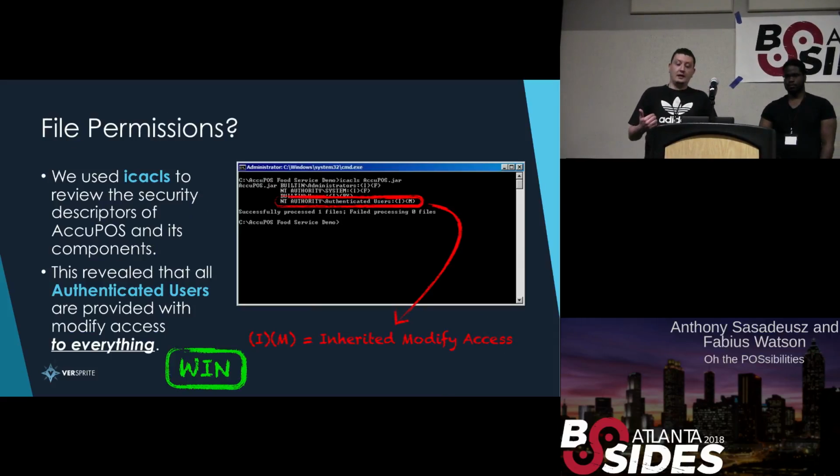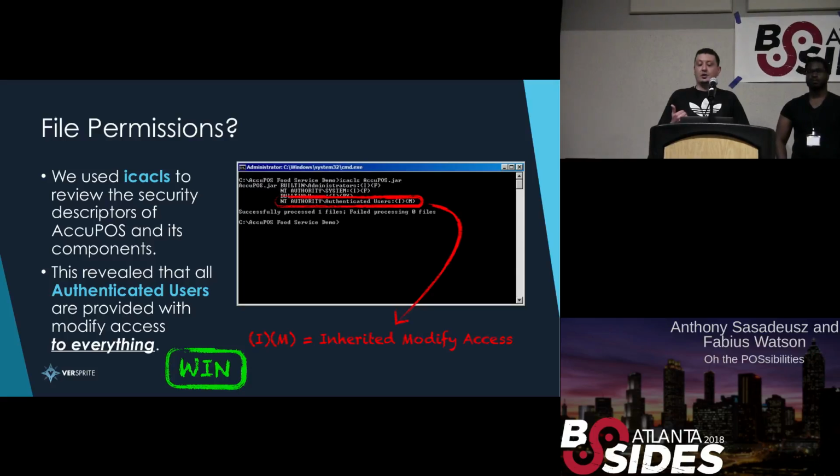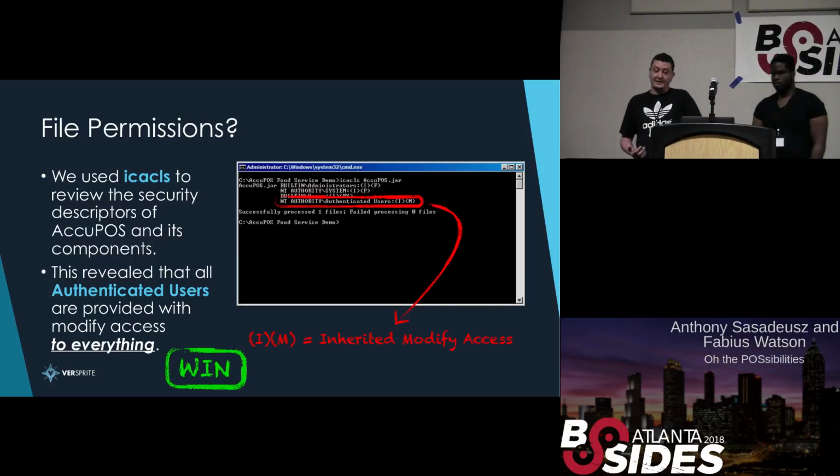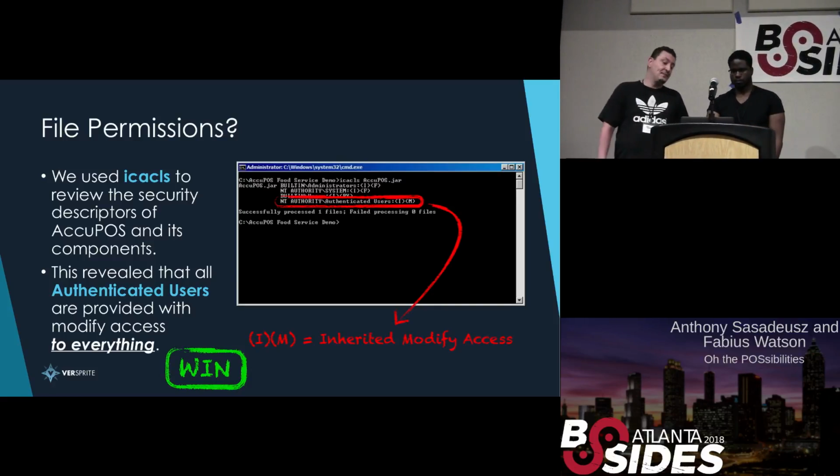Next, we wanted to look at file permissions. What file permissions were given to AccuPOS in the folder it was installed? We used a utility called icacls that is bundled with Windows, and it revealed that all authenticated users are provided with modified access, and we figured that we could actually backdoor this binary. So we did some research and we considered that a win.